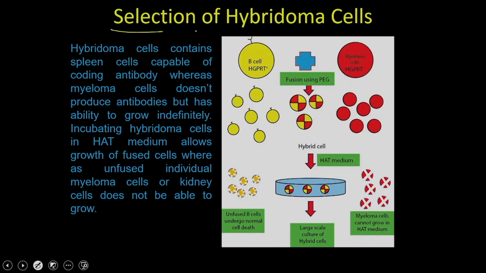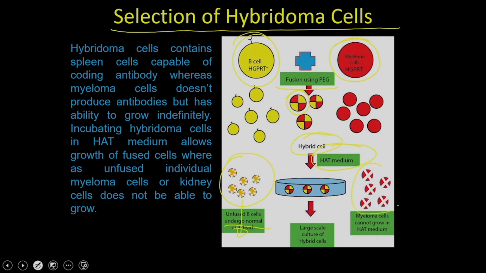Then you have to do a selection of hybridoma cells. What we have done is take out the B cells and the myeloma cells, and then fuse them with the help of PEG. Now you have the hybrid cells, and these are going to be screened with the help of the HAT medium. What HAT medium does is it does not allow the growth of the B cells, because the B cells are primary cells, so they will die after some time.